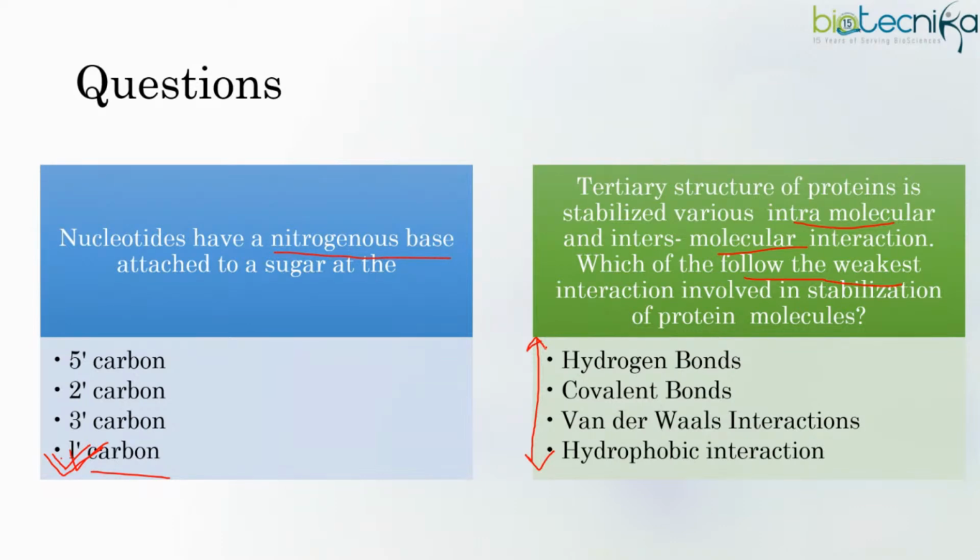No, Indrani, it's not 5 prime. At the 5 prime carbon, you have the phosphate group attached. The nitrogenous base is connected with the first carbon. Okay.